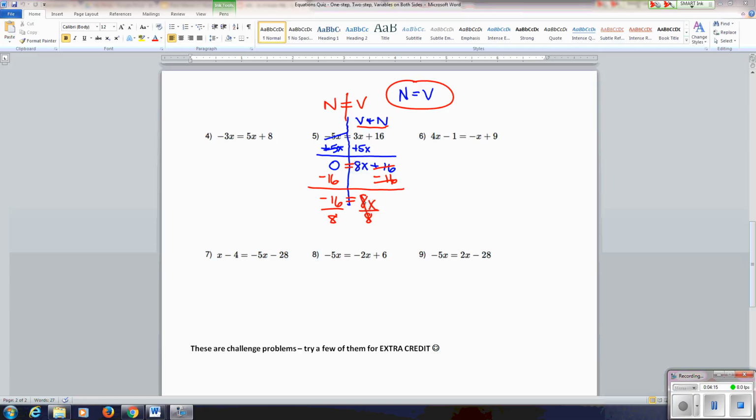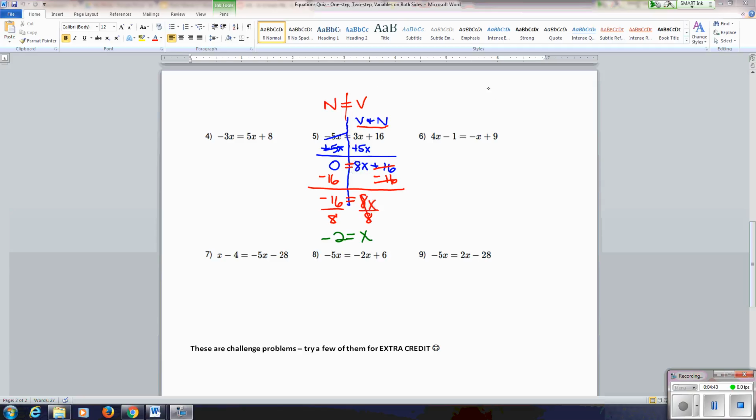And the only way to separate them is to divide by the number that's next to that variable, the exact number that's next to it. And that gives us just 1x, which is ultimately what we want. We want to have just an x, or a 1x on this side, and our number on this side. -16 divided by 8 is -2. Okay? Now, in this one over here, I also saw this.